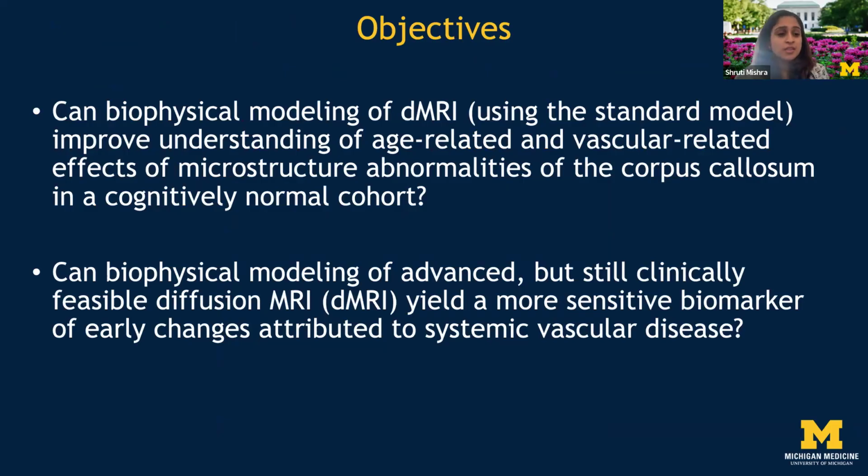And so the objective of this particular study was to see what biophysical modeling, or in other words, more advanced measures of microstructure that we can derive from diffusion MRI, can do. Can that improve our understanding of age-related and vascular-related effects on microstructure changes in the corpus callosum in a cognitively normal cohort? And can some advanced measures potentially yield more sensitive biomarkers to early changes that are attributed to systemic vascular disease?